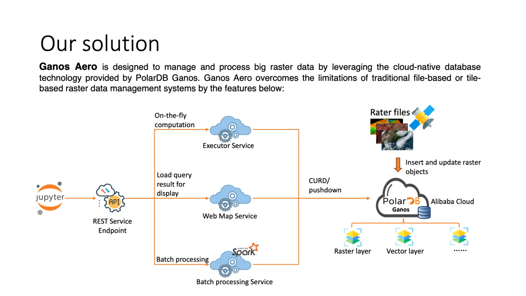One of the most important features of GANOS Aero is that it makes full use of the cloud-native abilities provided by Alibaba Cloud, which make it possible to push many time-consuming operations down to the database for execution, including on-the-fly computations or batch processing jobs. And the user can do interactive analysis in Jupyter by interacting with the backend database, which will be shown in the later demonstration.